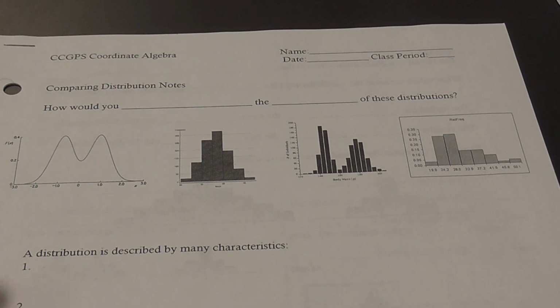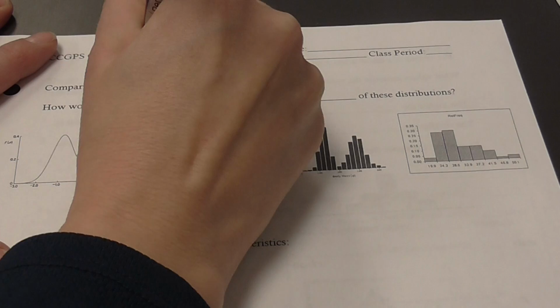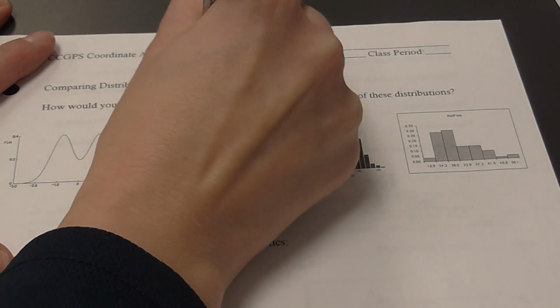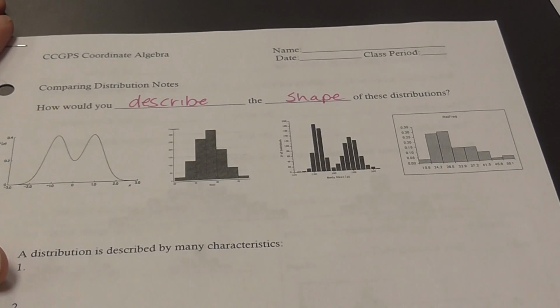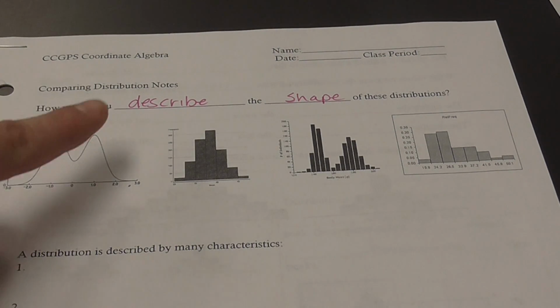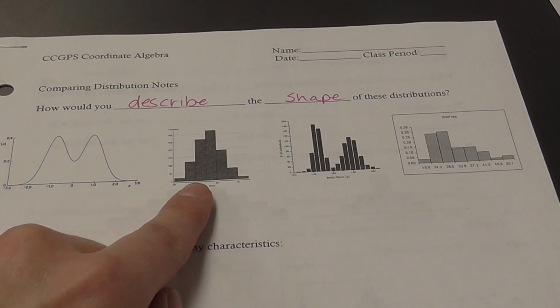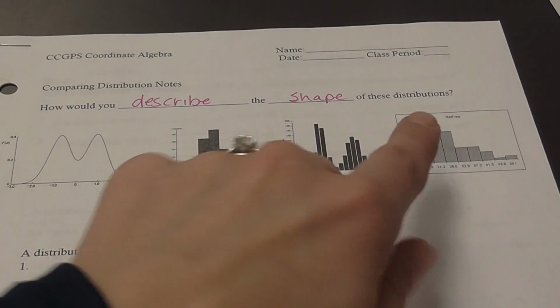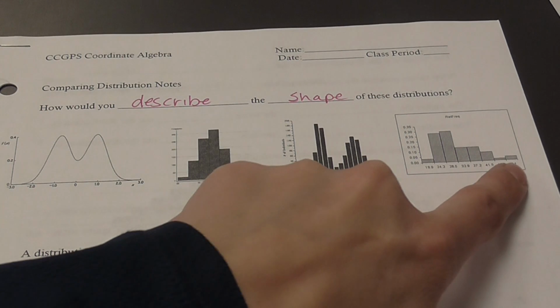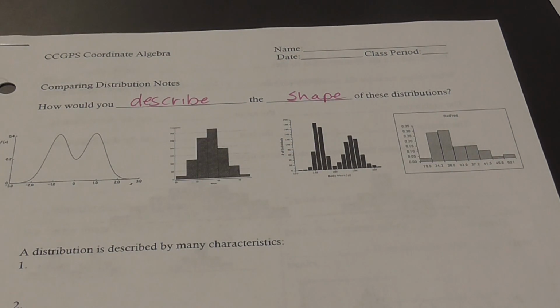So the first question I'm looking to ask you is, how would you describe the shape of the data? If we take a look at these different shapes, this one looks like it kind of has hills, this one's really tall in the middle, this has two different spots where it's really tall, so does this one. A lot of the data is down here for this one and it's not much up here. So it's just looking at how would you describe what the data looks like.